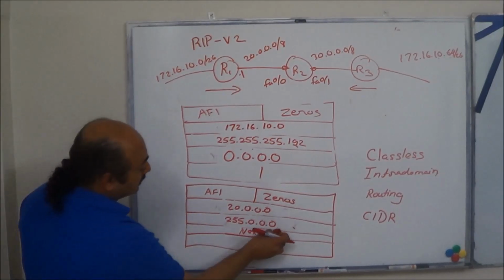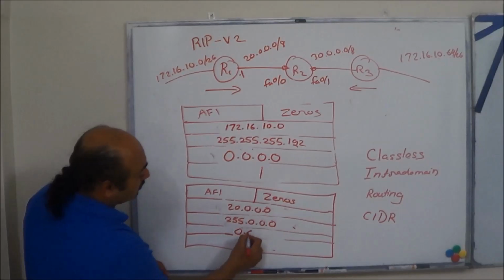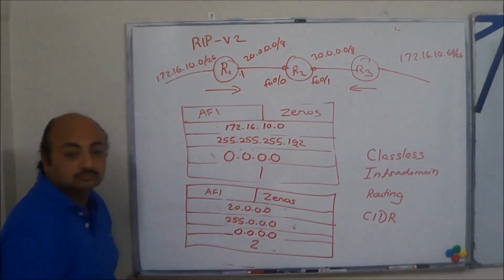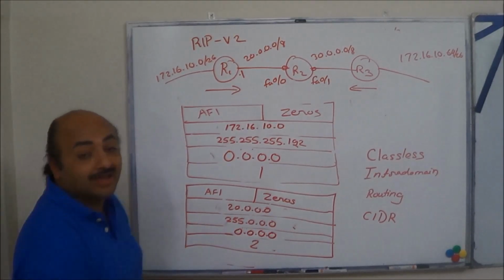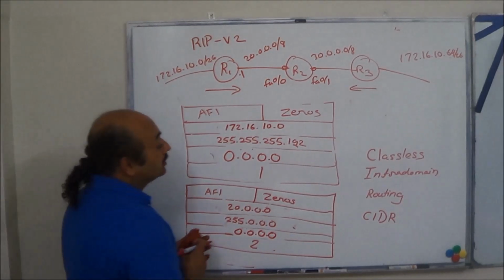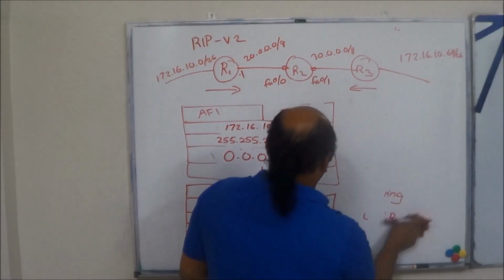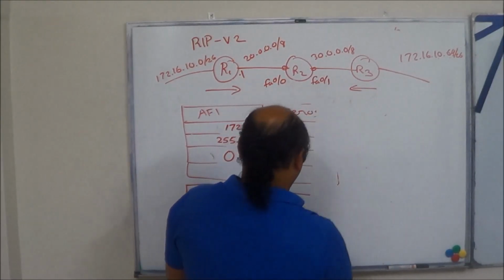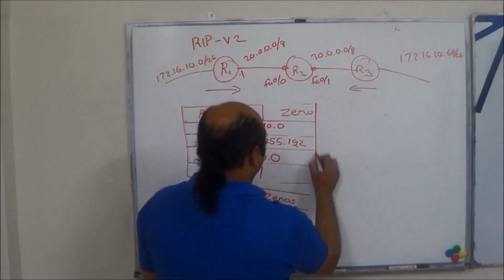Okay. Similarly here, 0.0.0.0. Let me elaborate on this thing. Why are we having this thing? Why are we having this concept about it? Let me shrink this a little bit.